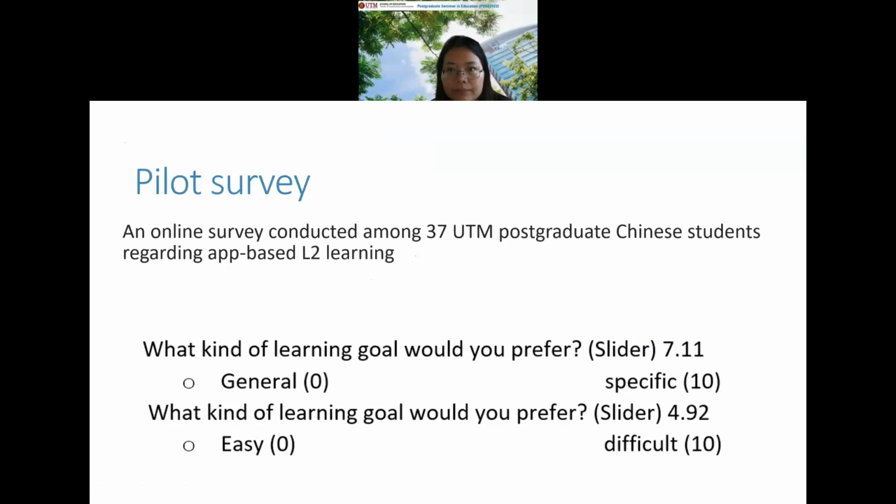And for the first question, the overall result is 7.11, suggesting that most students still prefer a more specific goal. And for the second question, the result is 4.92, a much lower score than the first one, suggesting that among this group of students, some of them actually prefer easier goals. So this is a different finding compared to the goal setting theory.